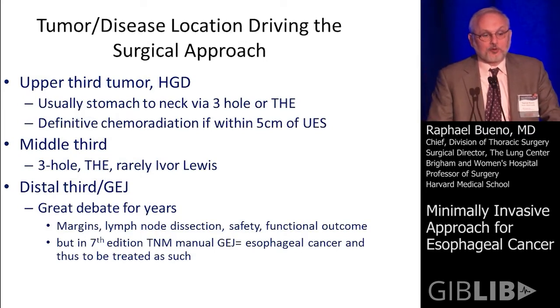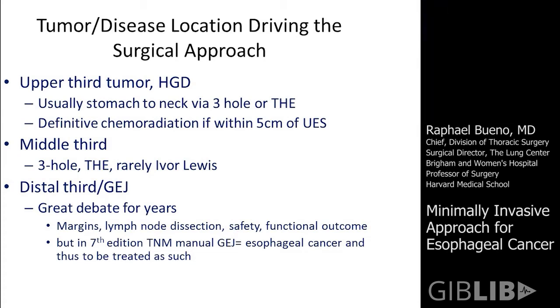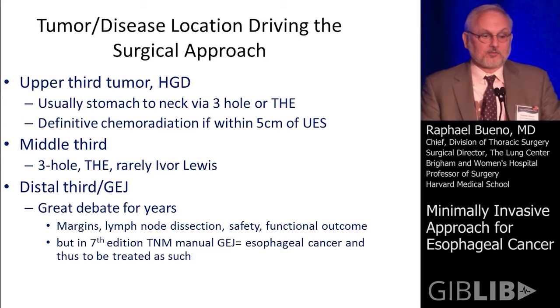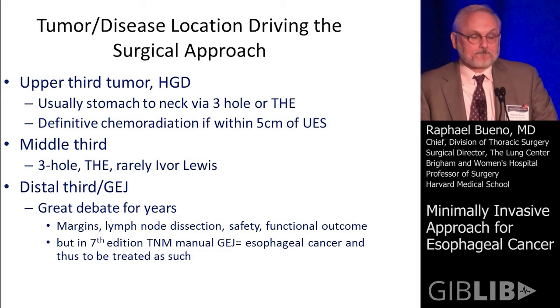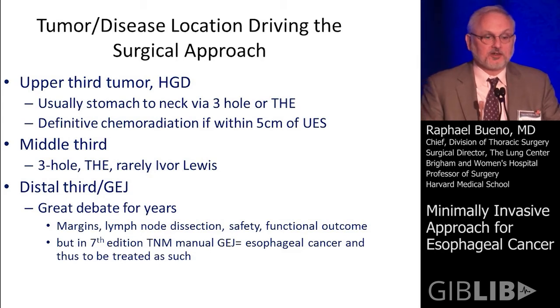Now, upper third tumors, if they are well below the upper esophageal sphincter, and or patients with high-grade dysplasia need to have their entire or most of their esophagus removed. If the cancer is really involving the upper esophageal sphincter, they best be treated with chemoradiation definitively.